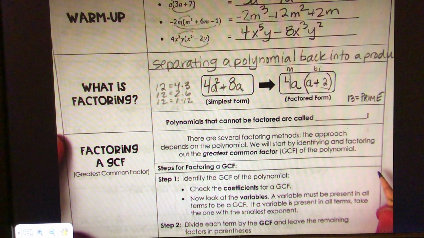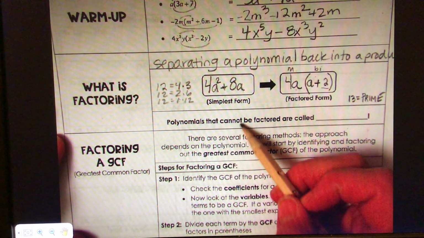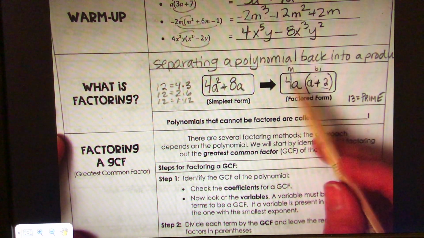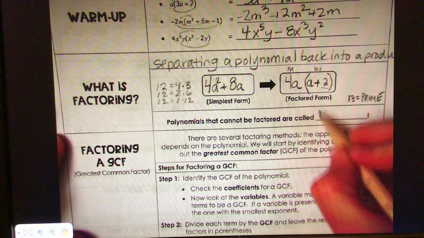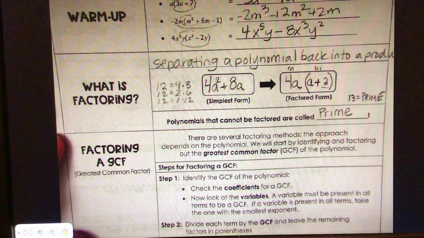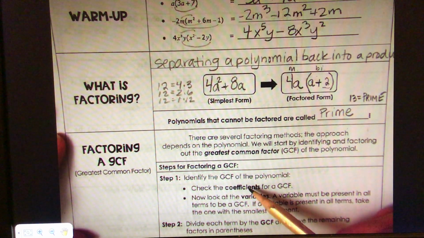So the same term can be used to describe polynomials. Polynomials that are in this absolute simplest form, where you don't have any common factors, are also called prime. And we will find some soon, don't worry. Sometimes it's hard to find the GCF, the greatest common factor.